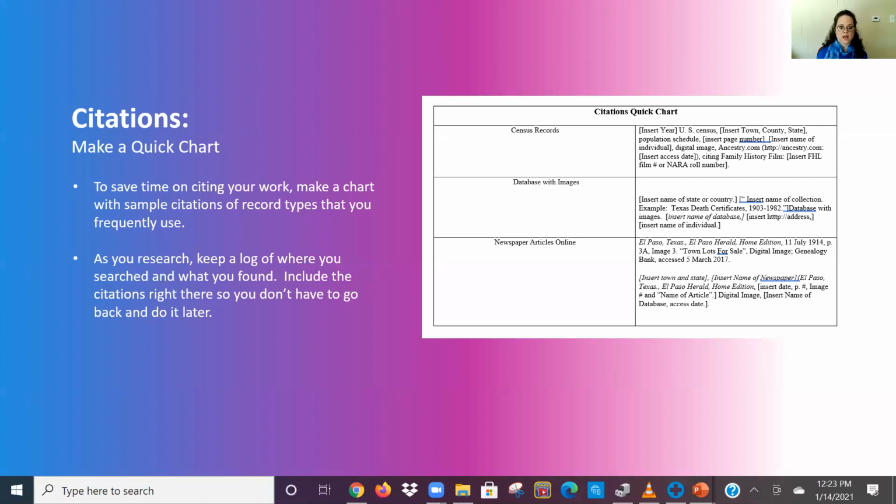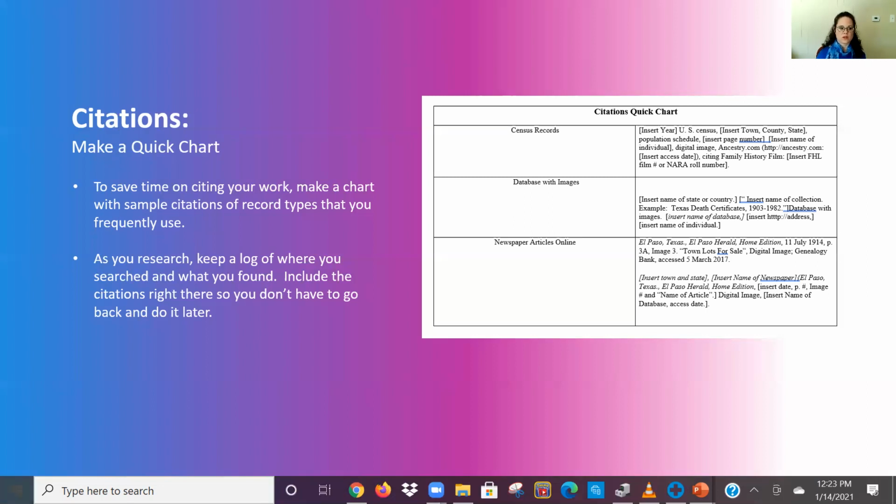And a tip I like to offer is to make something like a citations quick chart, is what I call it. So making citations can be kind of complicated, and to be professional, you want things to be consistent. So if you are not really comfortable with citations, I recommend getting Elizabeth Shown Mills's book. It's called Evidence Explained, and it gives you lots of examples on how to create citations for different genealogical records.